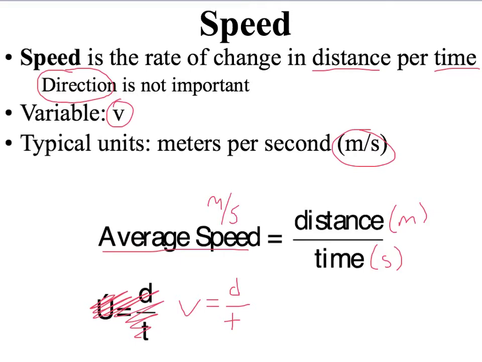So if you forget about that, think about miles per hour. This is kind of like miles per hour, except meters is the distance and seconds is the time. So this is the formula. In this class, you're never going to have to memorize formulas, but instead, I'm going to usually give them to you. This one, though, you probably want to have in your notes.